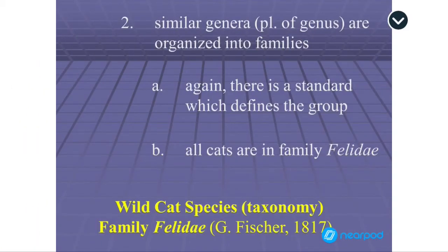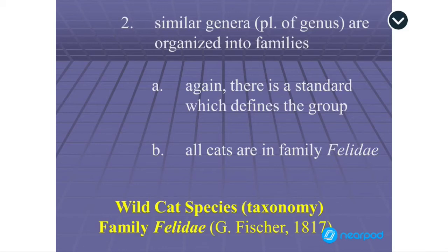So if we have a genus and we put it together with another genus, those genera, that's the plural, are organized into families. Again, there is a standard that defines the group, and so all cats are in the family Felidae. We're going to look at the taxonomy of the cat family. You don't need to know this, but we're just going to breeze through it for illustration.